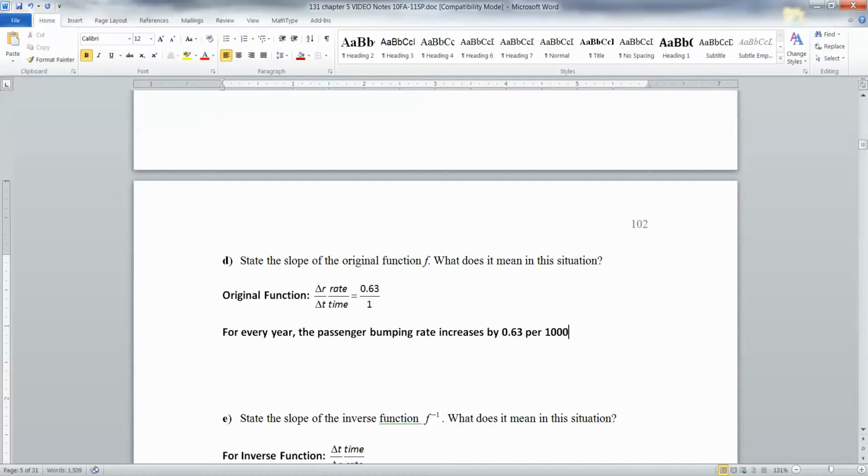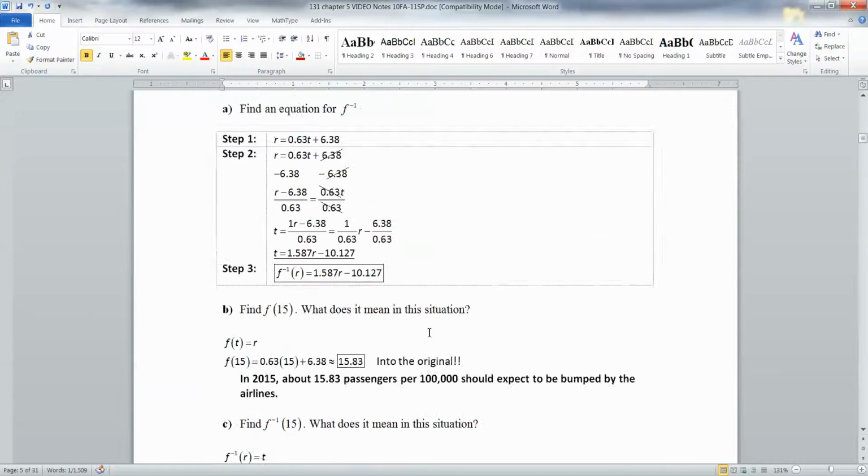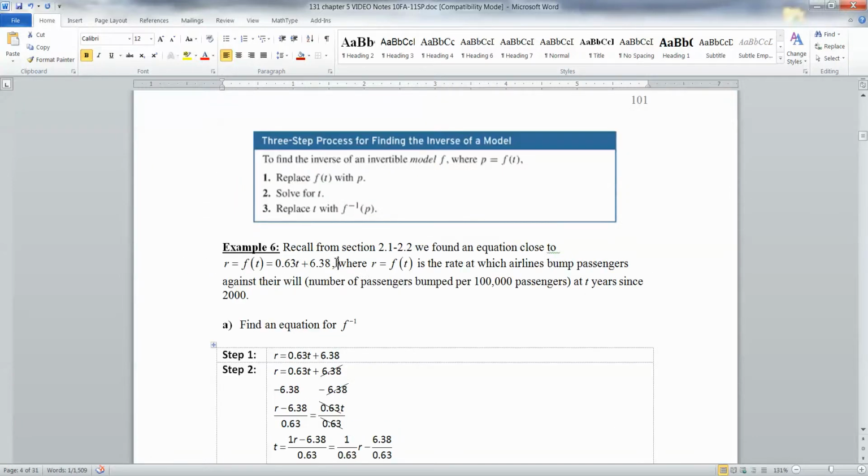0.63 what? It's passengers per 100,000. You've got to give it its unit. It's per 100,000 passengers. Now remember, this is increasing because it's positive. That's a very different story than chapter 4. Chapter 4 says it's 0.63, so it's decreasing because b is between 0 and 1. But this is linear. This is mt plus b.